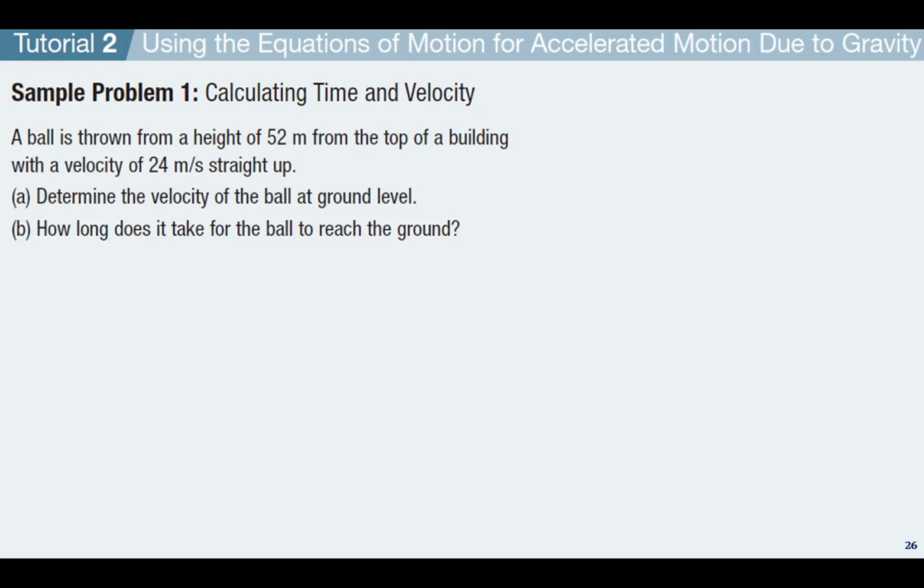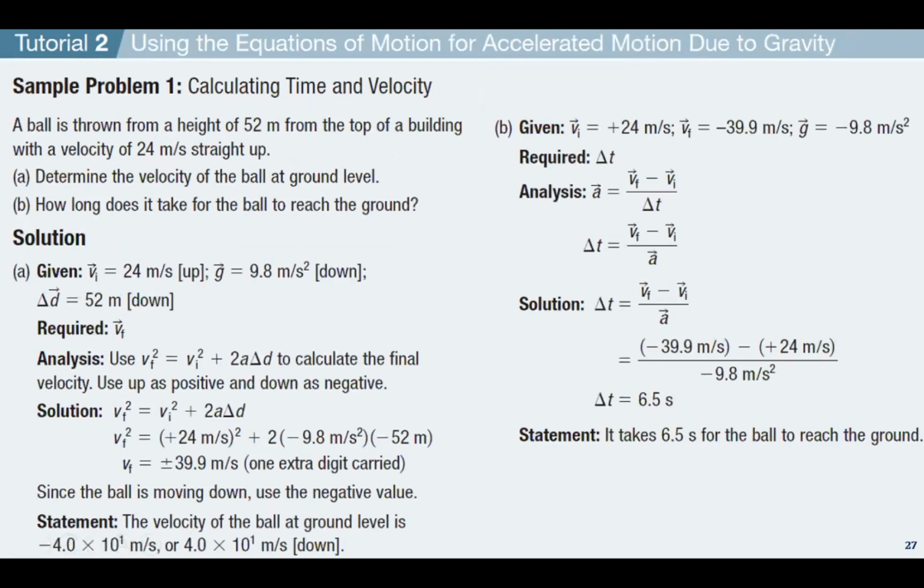Okay, have you finished? Let's have a look at the solution here. Okay, so in this question, we are given the initial velocity of the ball, which is vi equals 24 meters per second. Direction is up, right?